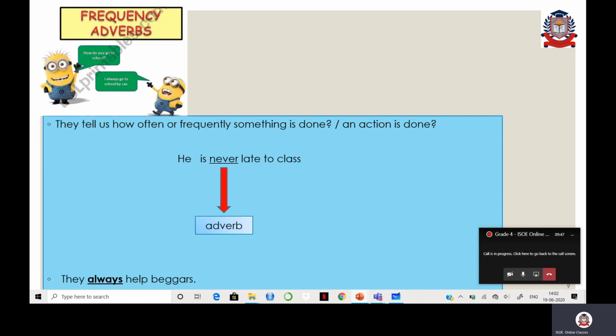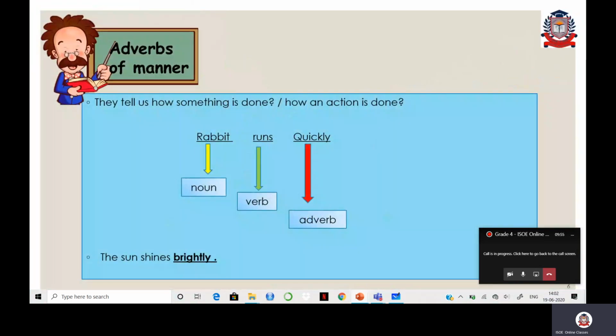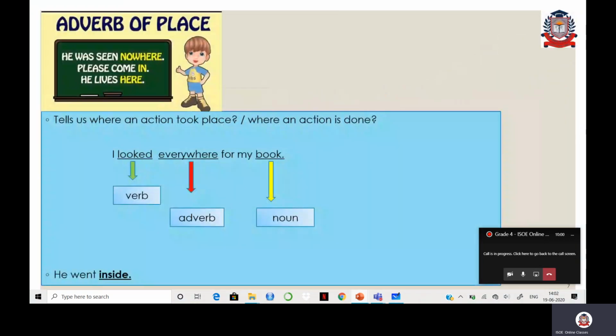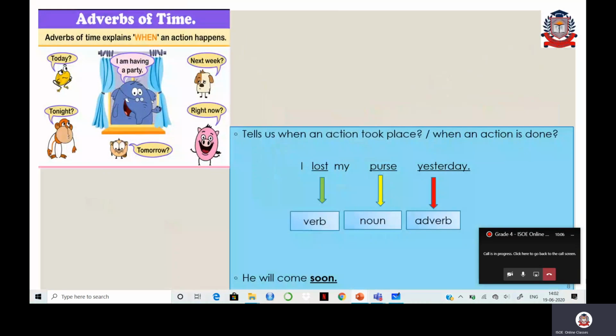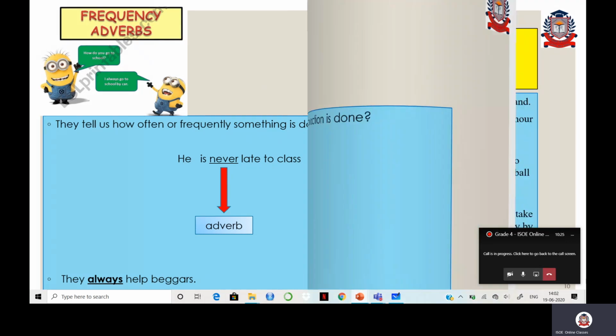So children, what did we learn today? We learned 4 types of adverbs, right? Let's brush it up again. First is adverbs of manner, which tells you how an action is done. Second is adverbs of place, which tells you where an action is done. Then we have adverbs of time, which tells you when an action is done. And then we have adverbs of frequency, which tells you how often or how frequently an action is done. Is it easy now? I want everybody to read once again after this class and revise this.